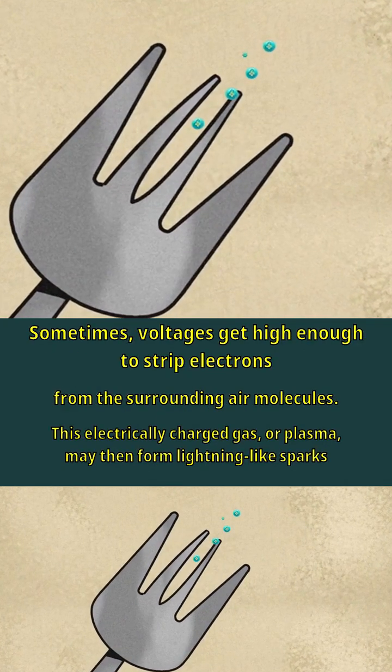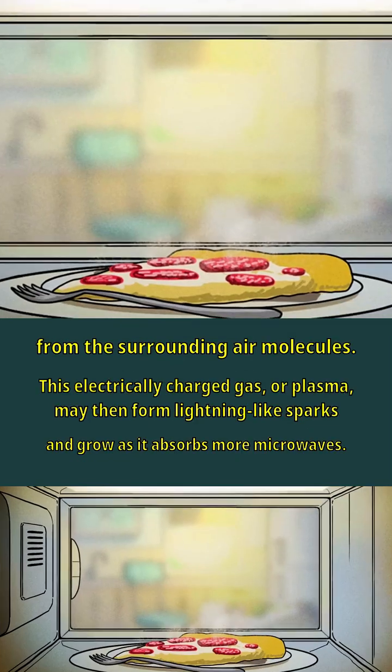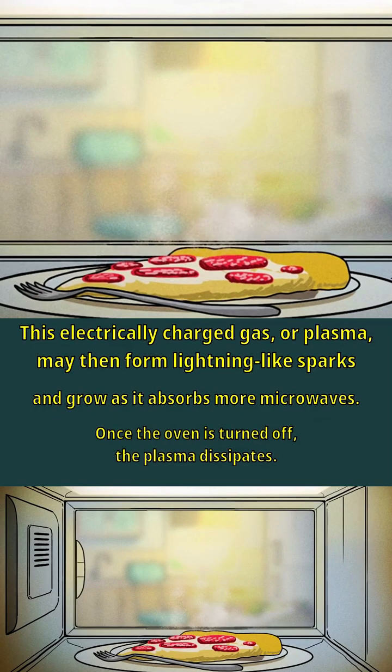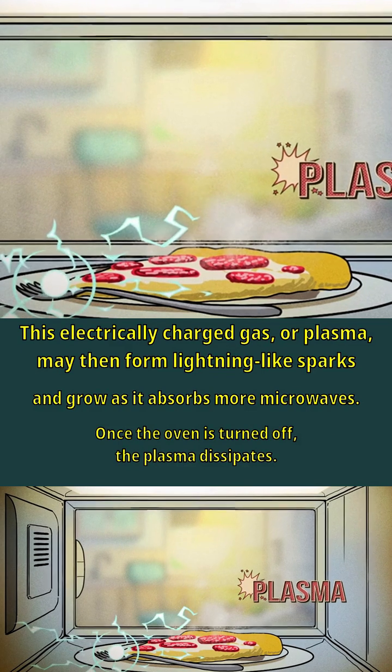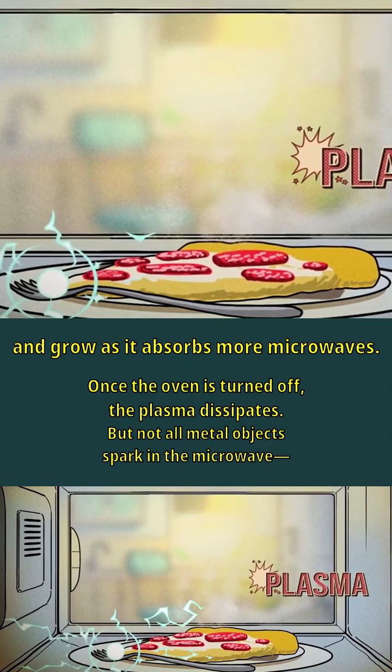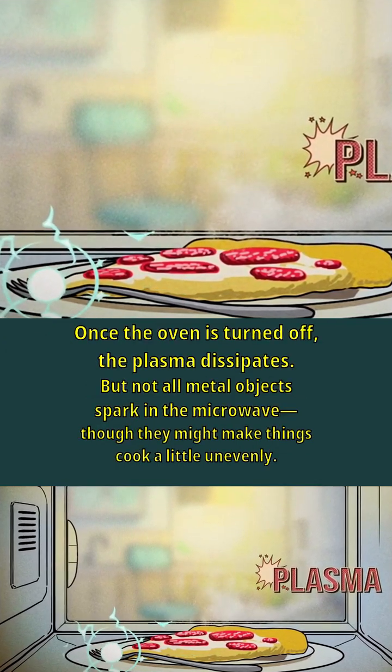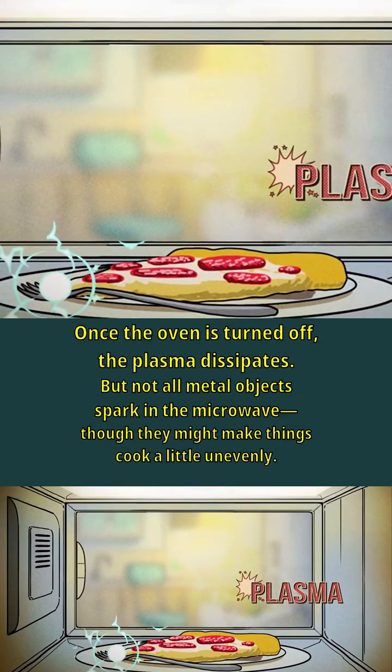Sometimes voltages get high enough to strip electrons from the surrounding air molecules. This electrically charged gas, or plasma, may then form lightning-like sparks and grow as it absorbs more microwaves. Once the oven is turned off, the plasma dissipates.